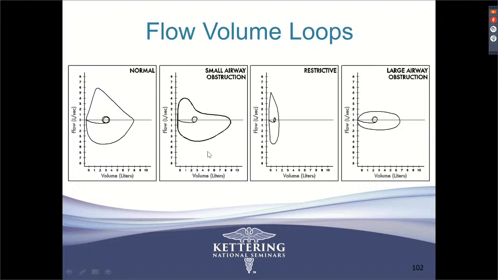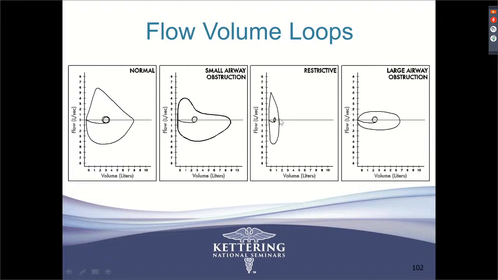So in this first one, this is a small airway obstruction. Again, any loop that has kind of a scooped out portion, that's going to be considered an airway obstruction. You see how this one here is a nice straight line, but this scooped out portion right here is indicating obstruction. This next one is restrictive defect because look how small the volume is.